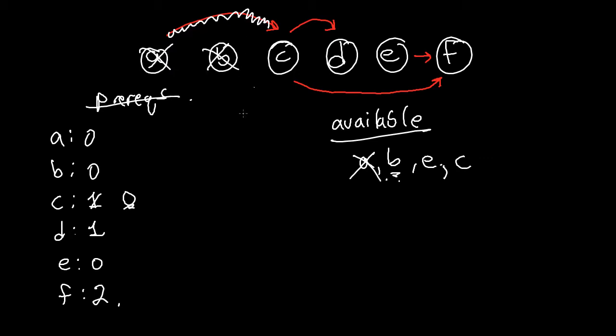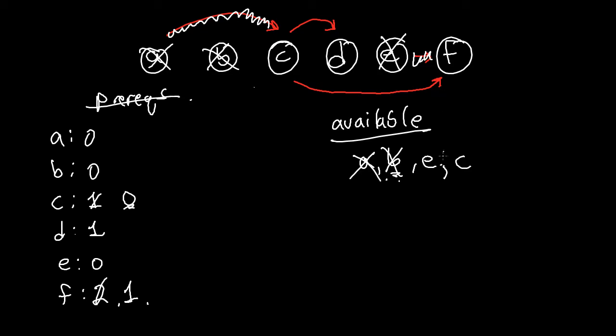B is not a prerequisite to anything. Maybe it's an elective. So that's the end of the story for B. And next, we will look at E. And E, you can see here, when we take it, we actually finish a prerequisite for F. So F here goes from 2 into 1. Okay, so we have that.